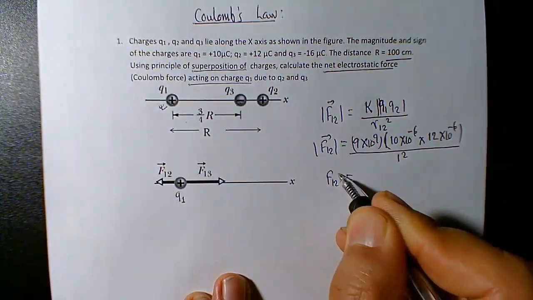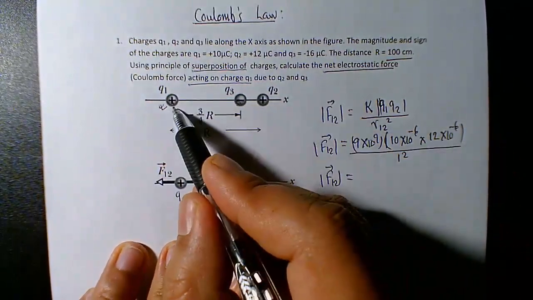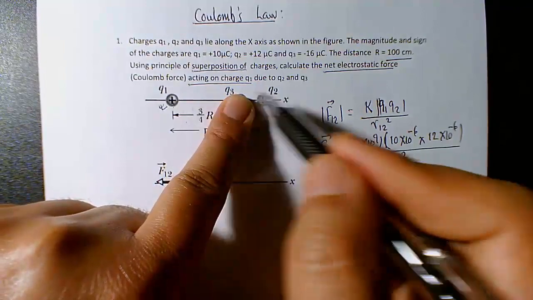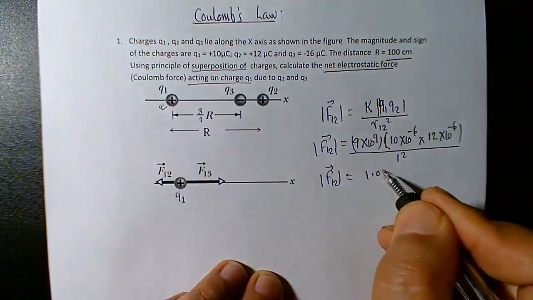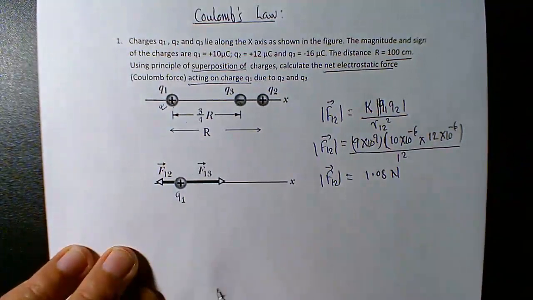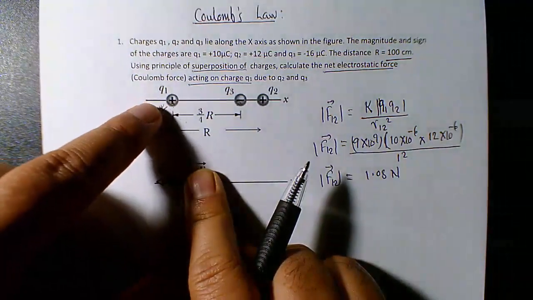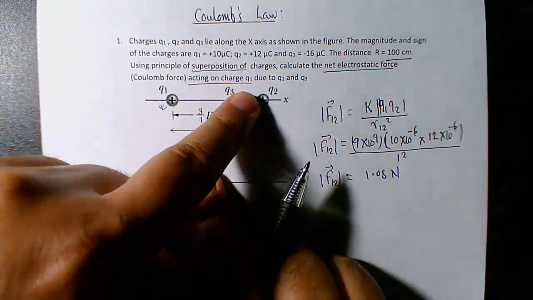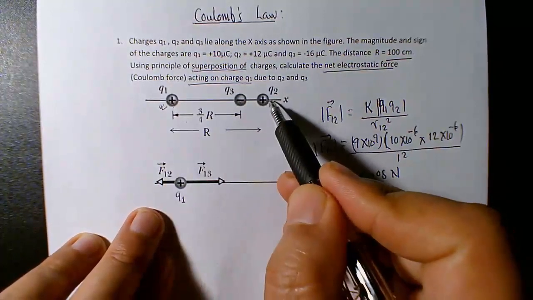So that's the magnitude of the force F12, the force on 1 due to charge number 2. And if you do that, you're going to get 1.08 newtons. So the charge Q1 feels a force of repulsion, because this is positive and this is also positive. So Q1 feels a force of repulsion from Q2.